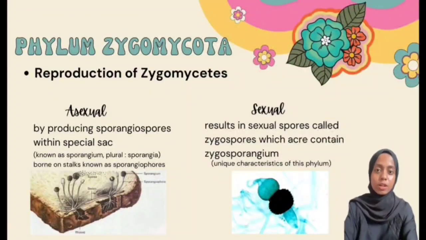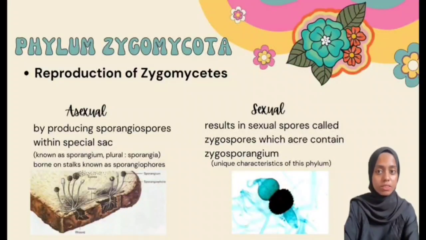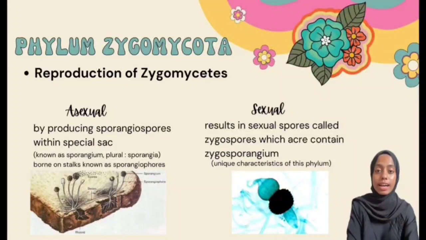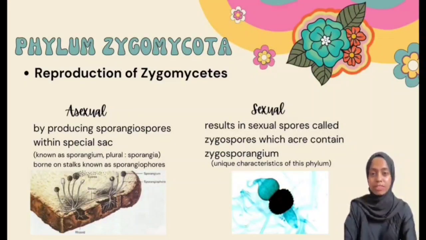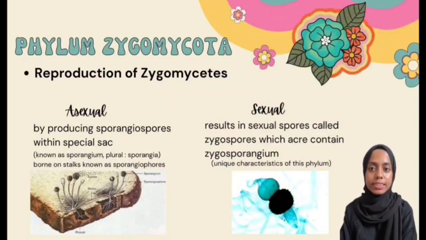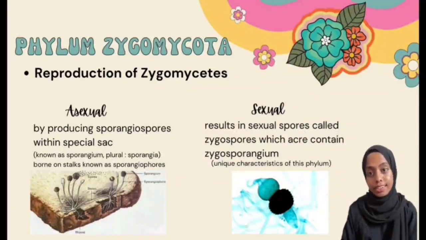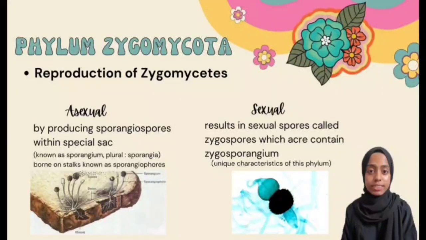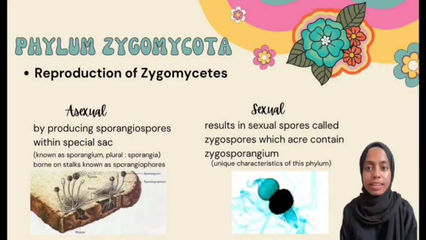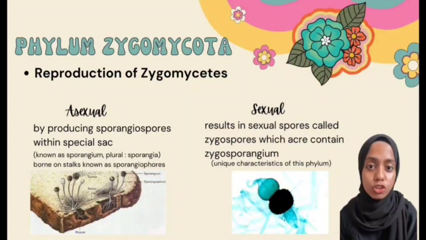How do zygomycetes reproduce? There are two types of reproduction for zygomycetes. Firstly is asexual and second is sexual. For asexual, it happens by producing sporangiospores within a special sac. Sporangia are the black capsules that rise on the bread that are produced during asexual reproduction. The fungus consists of a network of filaments called hyphae that penetrates bread and absorbs nutrients.